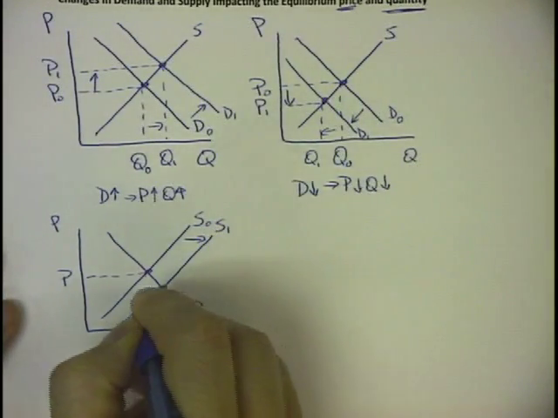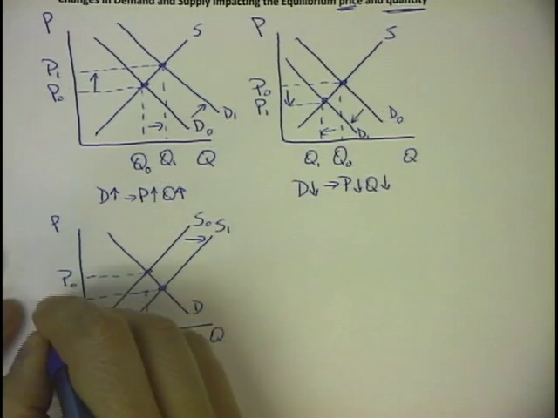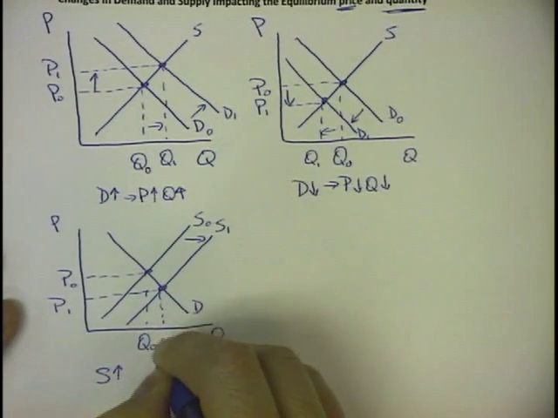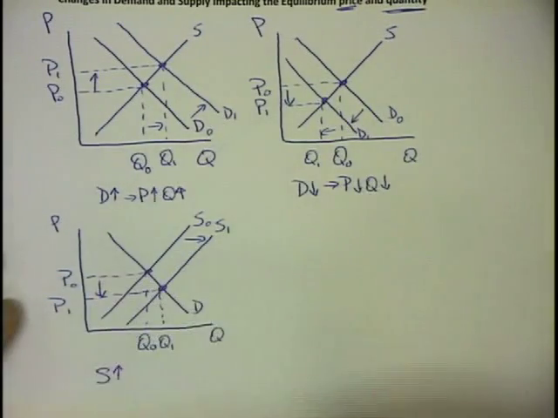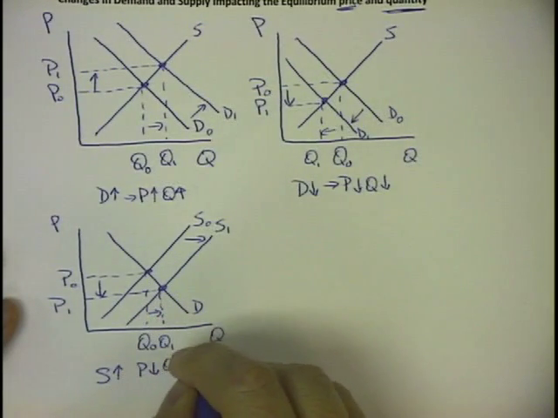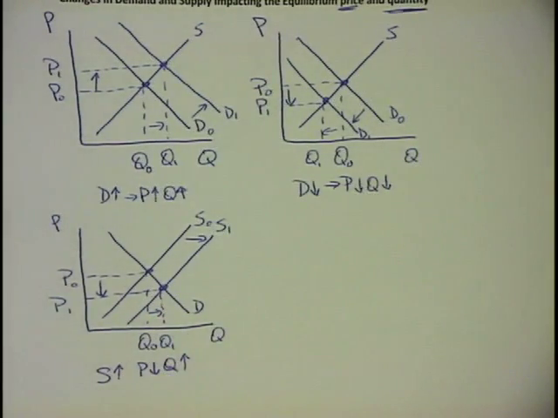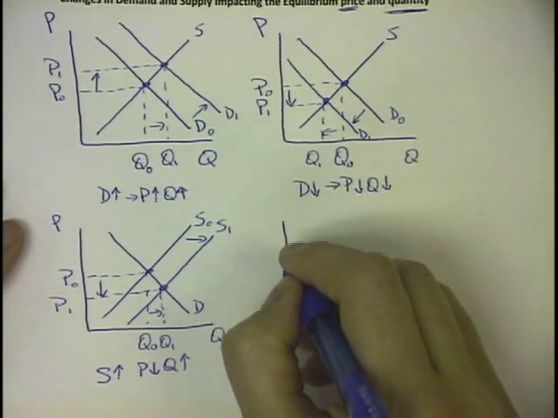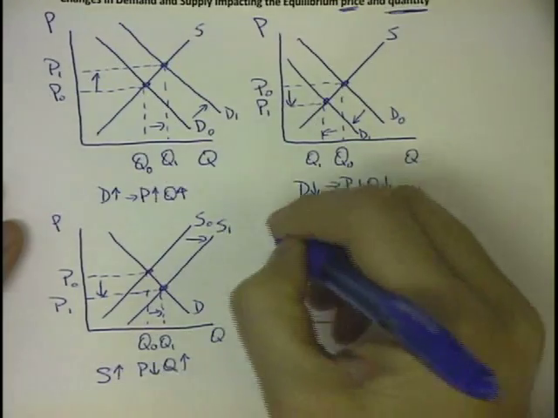Now we have a new equilibrium. We have P1 and Q1. So price is going to decrease. So when supply increases, price decreases, but quantity increases. Supply increases, price goes down, quantity goes up. So we have one more possibility.